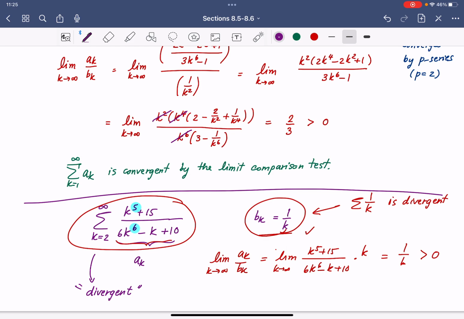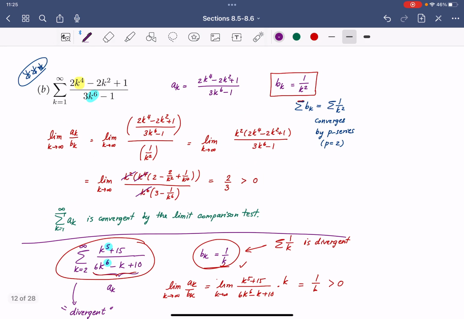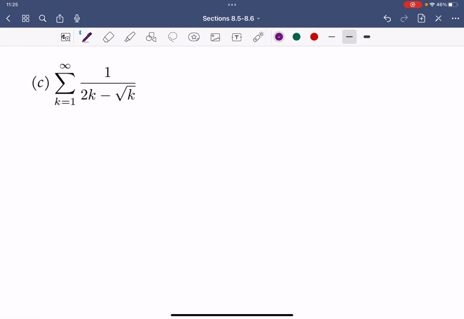Well, if you are not okay, let's try another one, part C. What about 1 over 2 to the 2k minus square root of k?